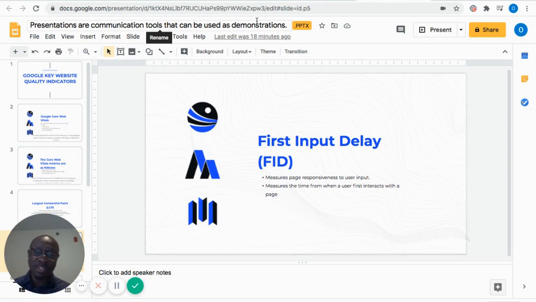The second is it also measures the time from when a user first interacts with a web page. Look at it, you have to pay attention here. So that also boils down to your load times. It starts monitoring when the user is trying to get onto your site. So this is about user experience.